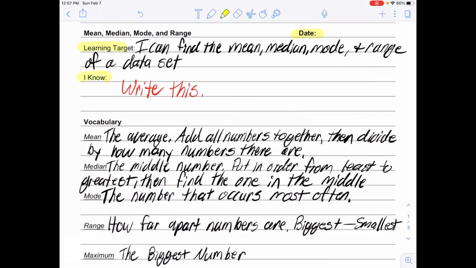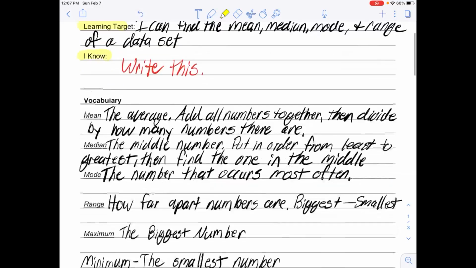Write down what you already know, and you may know things. You may have heard of the mean, the median, the mode, and the range before in earlier classes. If so, you can write about that. And if you don't know about those things, maybe you've heard of one of them, maybe you know what data is, maybe you know what a set is. There's a lot of words in this that you can try to write what you know about.